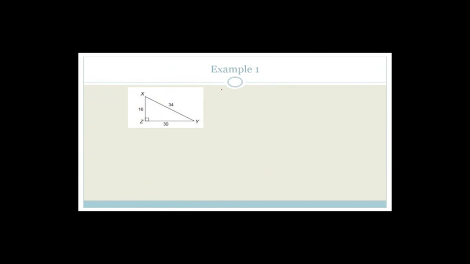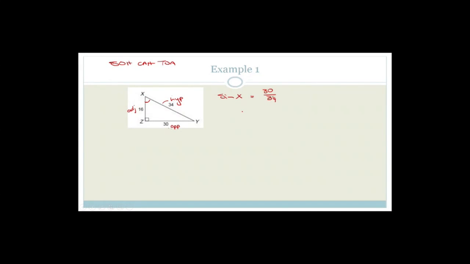Again, we're not using our calculators yet. We're going to call this angle X, and that angle Y. Do you agree that you can say sine of X? Remember that now we're looking at X. So this is the hypotenuse, this is the adjacent because it's next to it, and this is the opposite. And we've written down here SOH CAH TOA. So do you agree sine of X is going to be opposite over hypotenuse, which is 30 over 34?